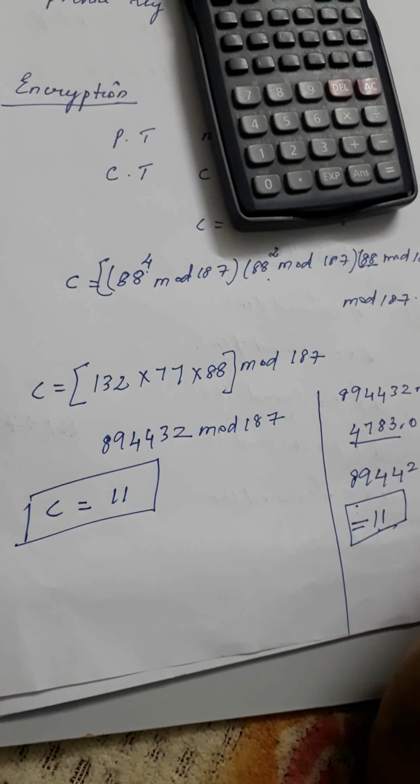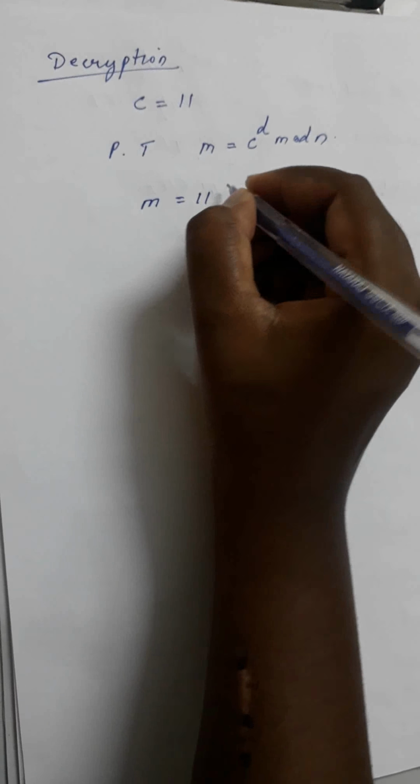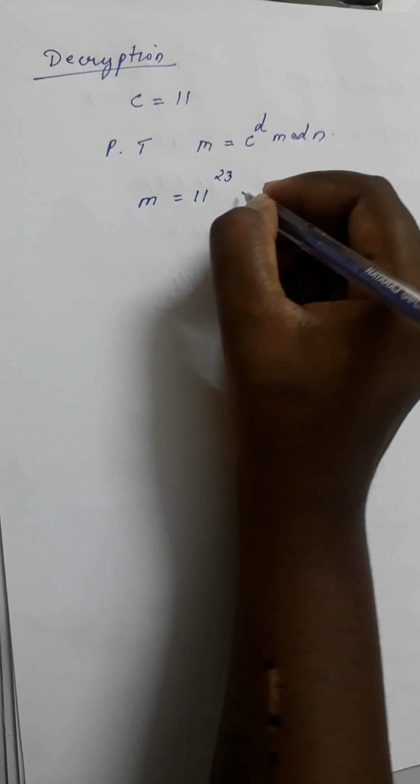Next we'll move to the decryption process. For the decryption process, you have your ciphertext C equal to 11, which we have already found. Now we need to find the plain text from this ciphertext. You know the formula of plain text M is equal to C power T mod N. Now substitute the values. M is equal to, the value of C is 11, the value of T is 23, mod 187.